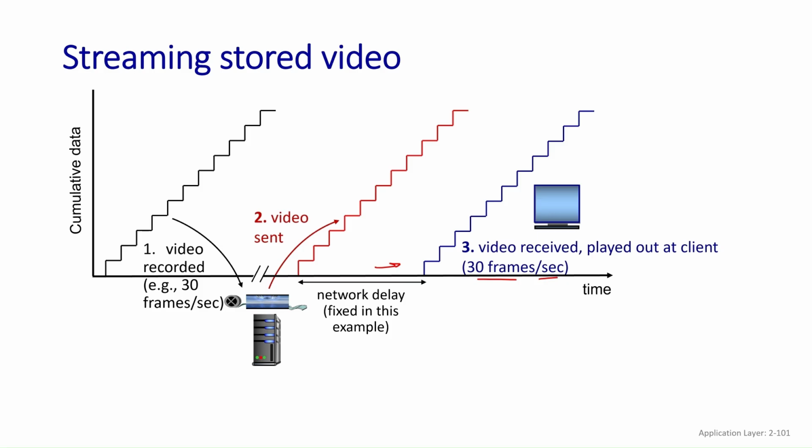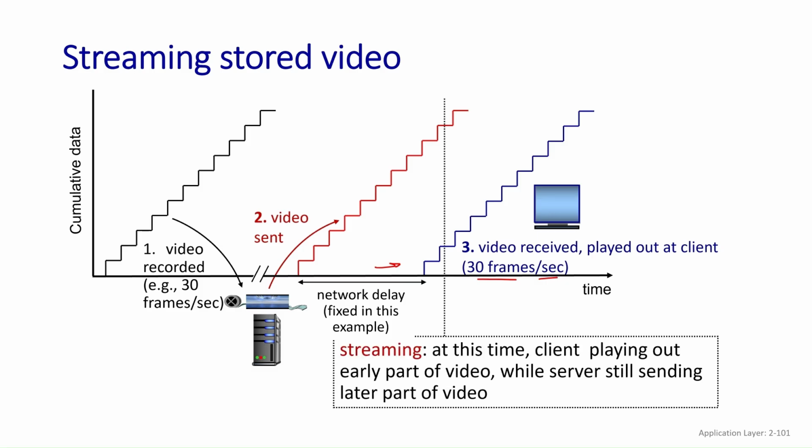In an ideal scenario, the video is stored on the server at 30 frames per second, and the server is also streaming the video at the same rate. After some time, obviously there are network delays involved. It will take some time to reach from server to the client, and now the client module, part of the application, has started playing the video at 30 frames per second. So this is a very ideal scenario.